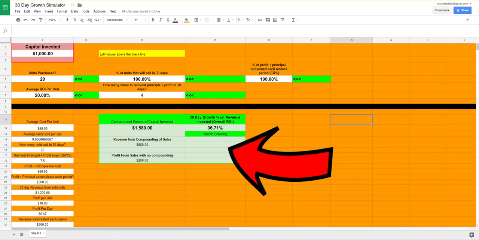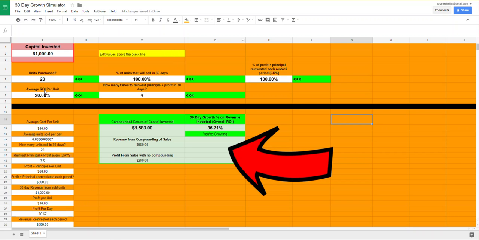And what the simulator does is it allows you to play out different strategies in purchasing and reinvesting so that you can see how the numbers play out over the course of a 30-day period so you can find your ideal strategy based on your unique situation.